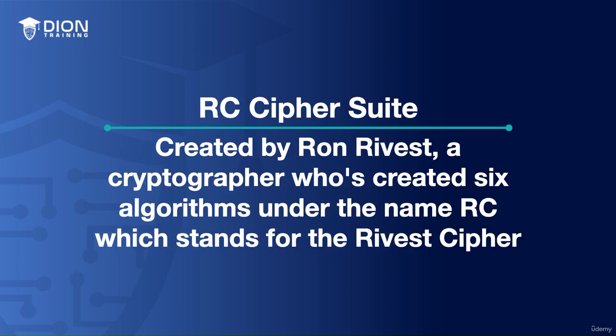Sixth, and finally, we have another set of symmetric algorithms that we need to look at, known as the RC cipher suite. The RC cipher suite was created by Ron Rivest, a cryptographer who created 6 algorithms under the name RC, which stands for Rivest Cipher. RC1 was never published. RC2 was considered weak and was skipped over. RC3 was actually cracked before it was even released to the public. But with RC4, RC5, and RC6, these were all released and they're commonly used in our networks today.